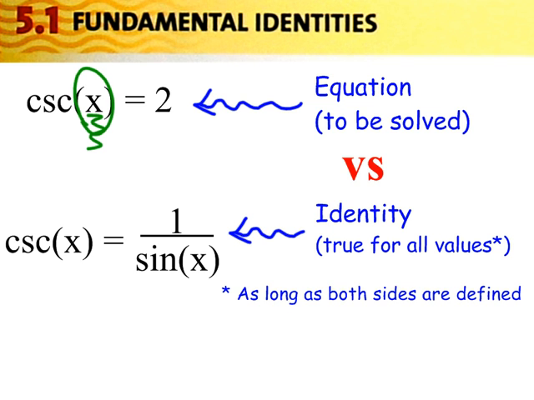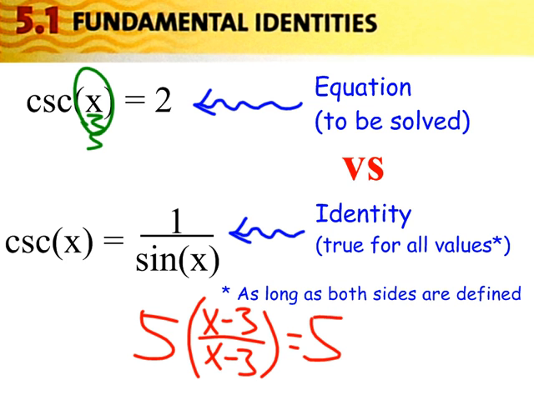That's an equation. But an identity says this equation is true for all values of x. I can plug any x value into this equation and it will be true. The only little caveat is that if a value makes one of the sides undefined, well, we'll still call it an identity, but we'll just accept that it's not true for that case. Let me give you a real quick example. I'm going to make up a really boring identity: 5 times (x minus 3) over (x minus 3) equals 5. There it is. There's my identity. Well, we can see that that's true for almost every value of x.